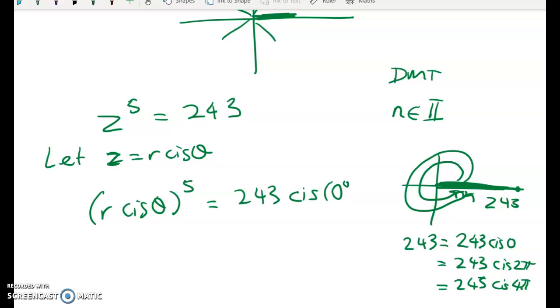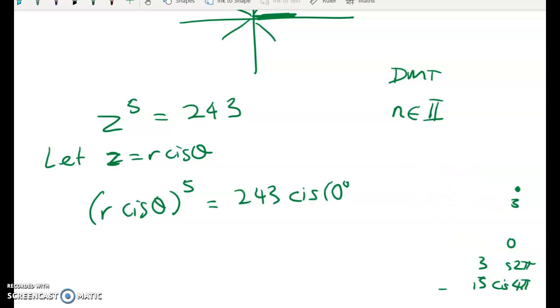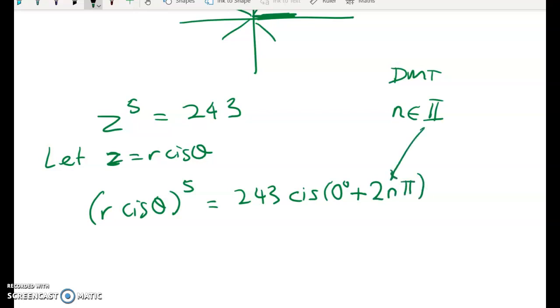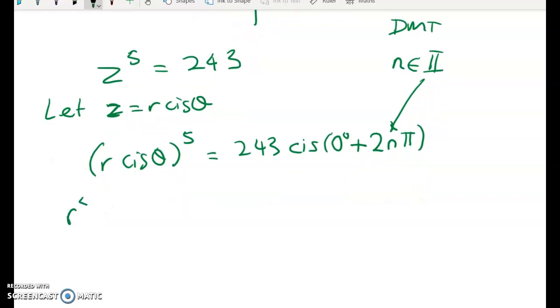So when we set ourselves up to solve one of these problems, the way that we're going to generate the extra roots is by acknowledging that it's not really 0. It's 0 plus any multiple of 2 pi, and that n is going to be an integer. So applying de Moivre's theorem now gives me r to the power of 5 cis 5 theta is equal to 243 cis of 0 plus 2n pi. We're working in radians today.